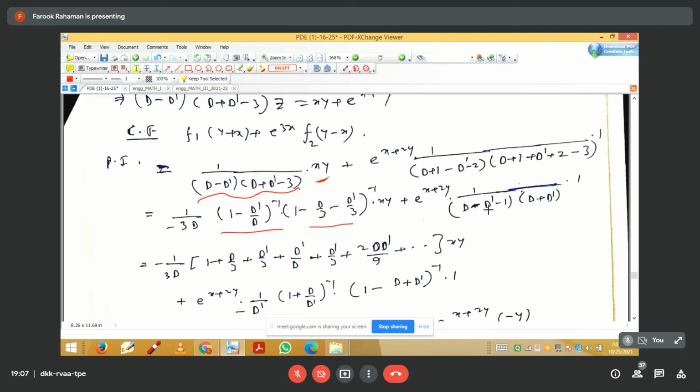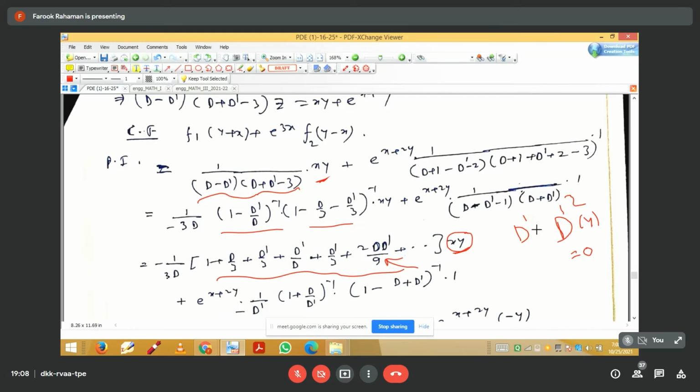Expand binomially, and this is a binomial form, and the right-hand term is xy, a linear term. So the maximum power of D dash should be 1, because if you take the D dash squared term, the derivative with respect to y, where the maximum power of y is 1, is 0. So just write up to the linear term. You have to stop here, and finally we get the corresponding result.